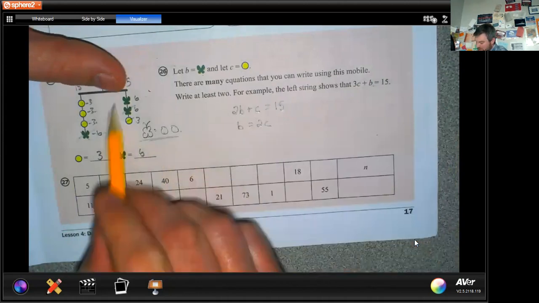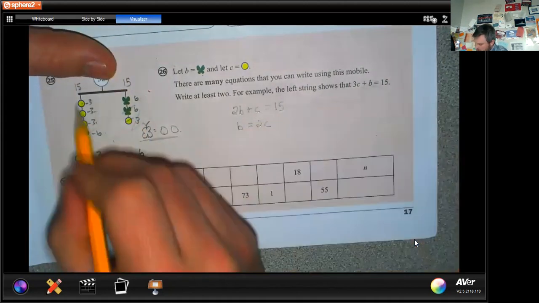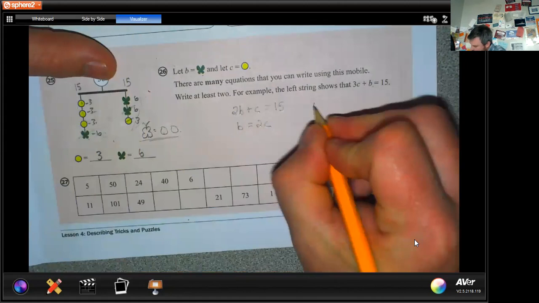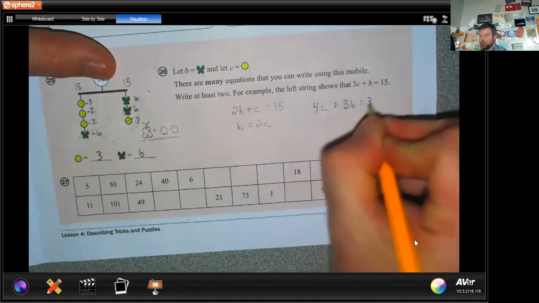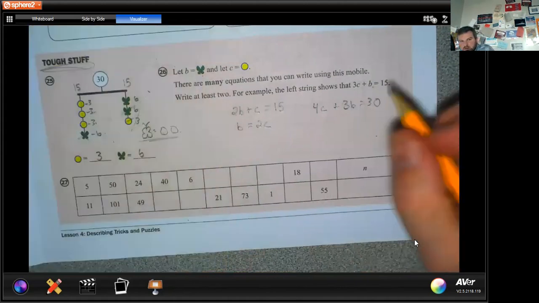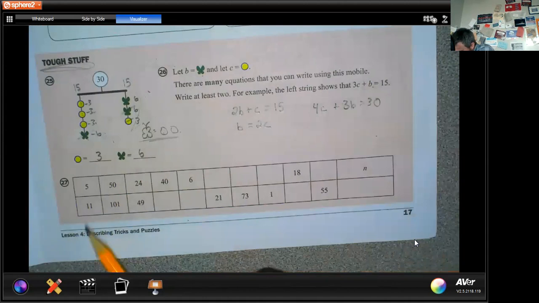I could also add them all together and equal to 30. I could say 1, 2, 3, 4C plus 3B equals 30. Okay, so there's a ton of different equations here that we could write. All right, here it looks like we're just going to find the pattern.